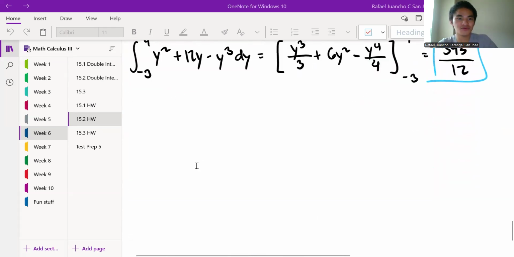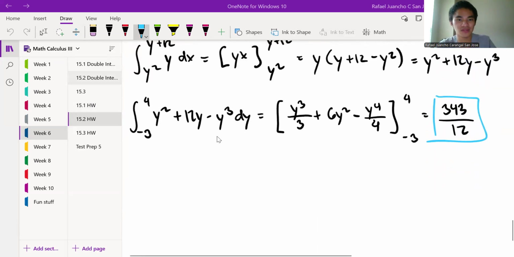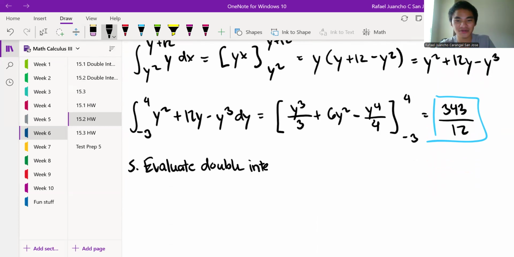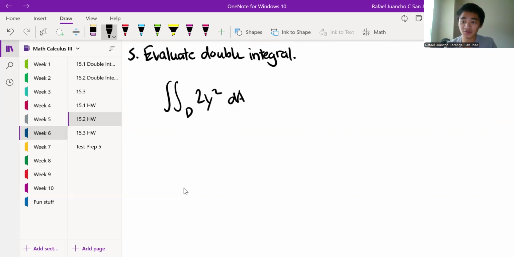So, okay, let's move on to the next item because I just said I was going to go through these exercises bit by bit. The next exercise tells us to evaluate a double integral. So how are we going to do that? Well, let me just write it first. So here we're given a double integral, and then from there, we say that D is some sort of triangular region.